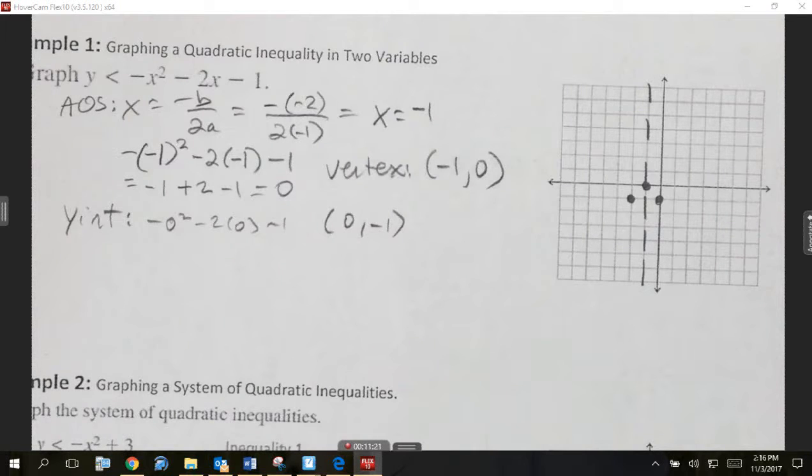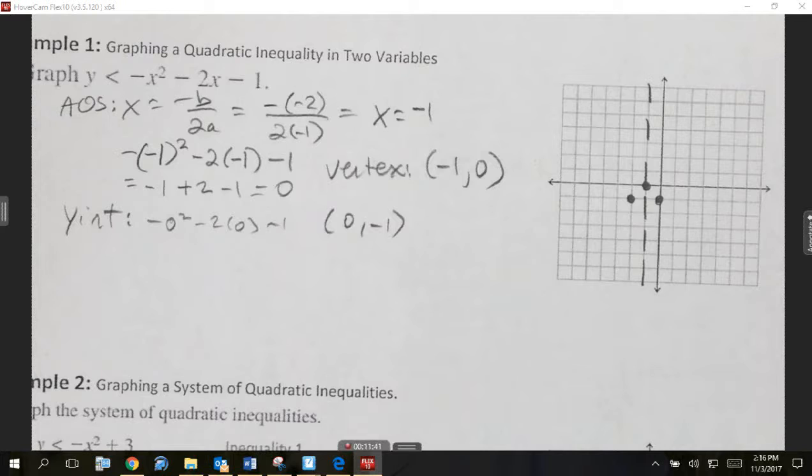Can I find the x-intercepts? Why? So can I find the one x-intercept? Oh, I already know, but I didn't call it an x-intercept. What did I call it? The vertex. So that I've already found.